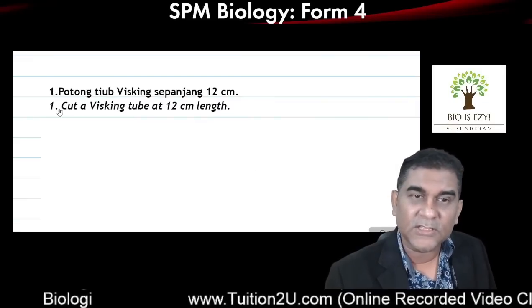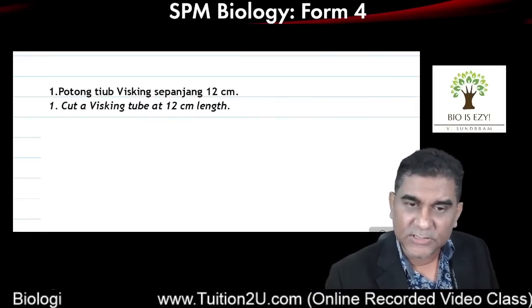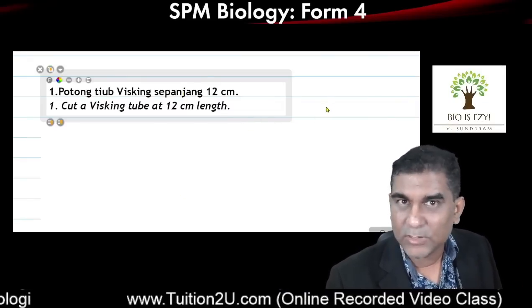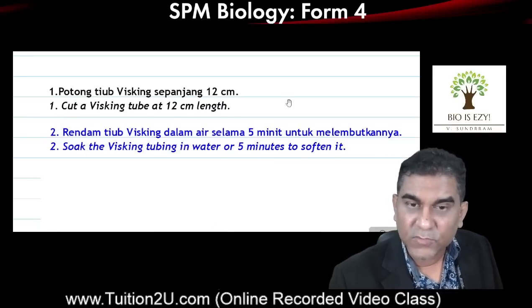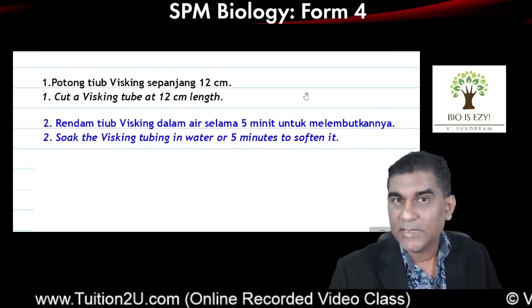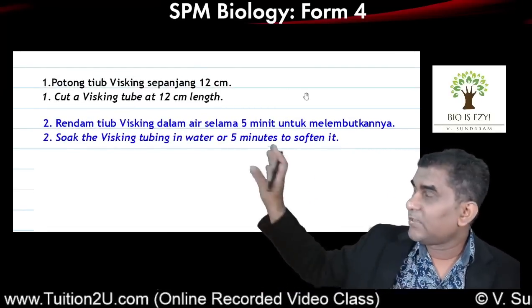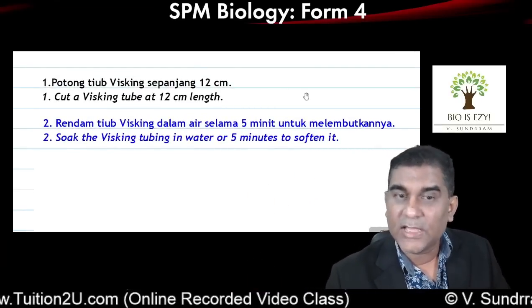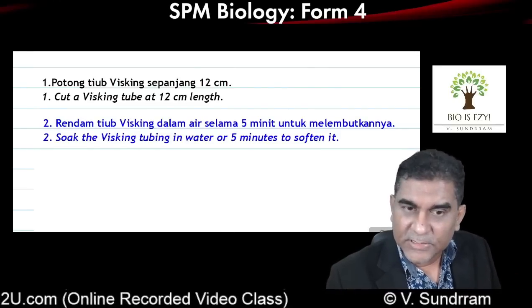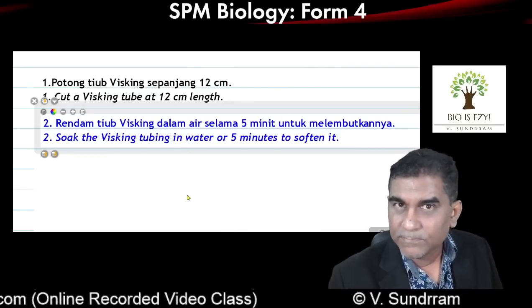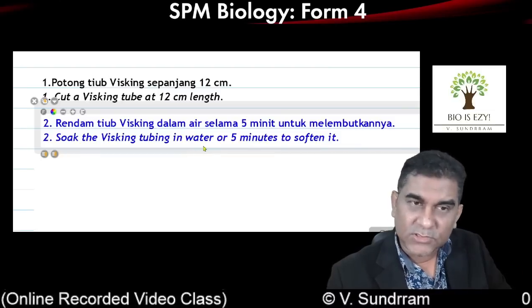So first one, kita potong tiub whisking 12 cm. So tak ada tiub whisking, tak boleh buat eksperimen. Selepas itu apa kita buat? Kita rendam tiub whisking ke dalam air selama 5 minit untuk melembutkannya. You can take this as precautionary measure. Boleh anggap ini sebagai langkah berjaga-jaga. Kalau langkah berjaga-jaga, saya gunakan warna biru. Precautionary measure, I use blue color.